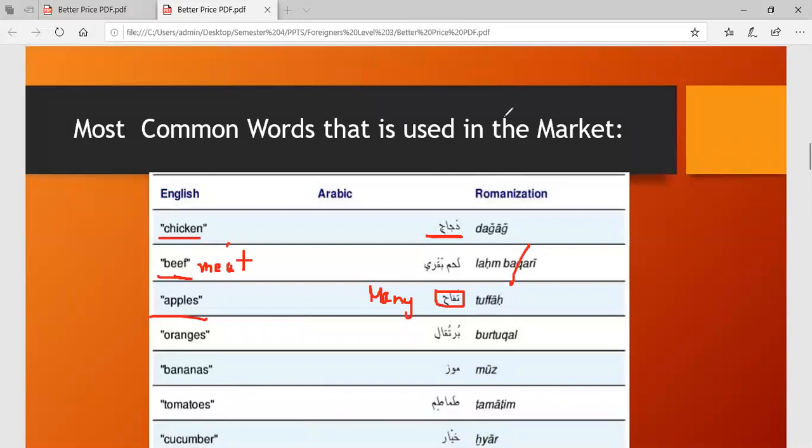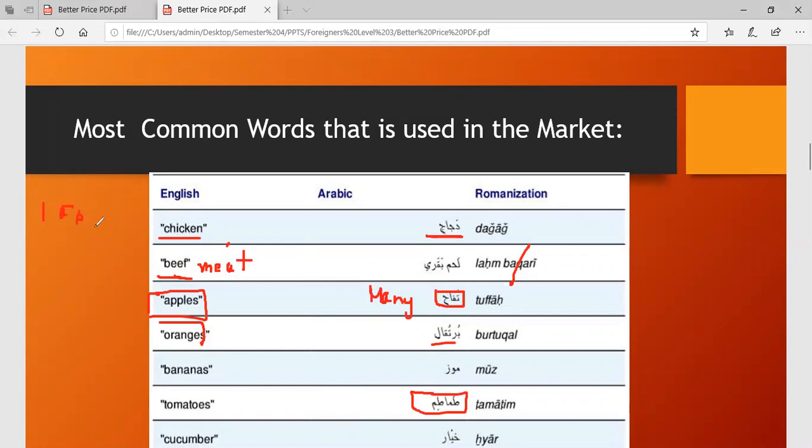When you are going to shop or to buy from a shop, of course, you're not going to buy 1 apple. You're going to buy kilos of apples. Whatever, it's 1 kilo or 2 kilos. That's why we use apples in the plural noun, okay? It's tufah. Oranges also, it's burtuqal. Bananas also is mouz. I'm talking in plural nouns here. Tomatoes, its spelling is funny here, tamatim, okay? Tamatim. Cucumber is khiyar.